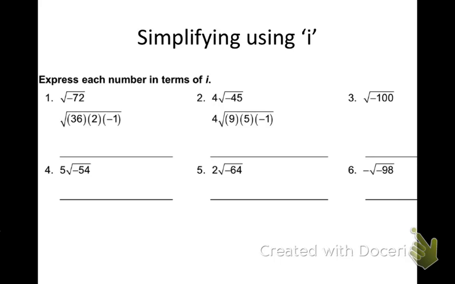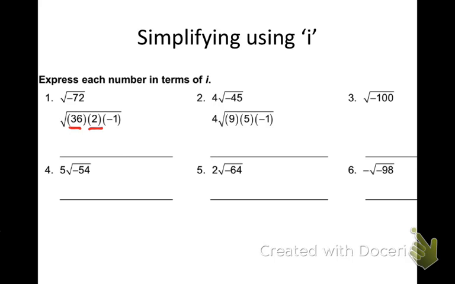Number 1, I have the square root of negative 72. I need to break it down. What is a perfect square that goes into 72? It is 36 and 2. Does everybody see? They kind of broke it down for me already.